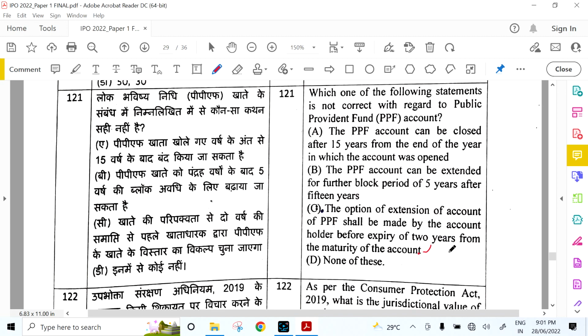This is C. This is C. The option of extension of PPF can be made. It is not correct. Can be made by account holder before expiry of 2 years from the maturity. It is 1 year.